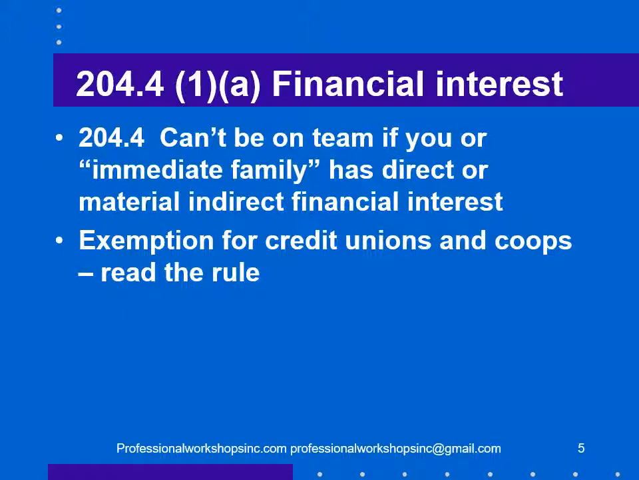Financial interest. You cannot be on the team if you or your immediate family has a direct or material indirect financial interest. And there is an exemption for credit unions and co-ops where you have to have a share, but it's a $5 share. So if you're in that circumstance, read and follow the rule.